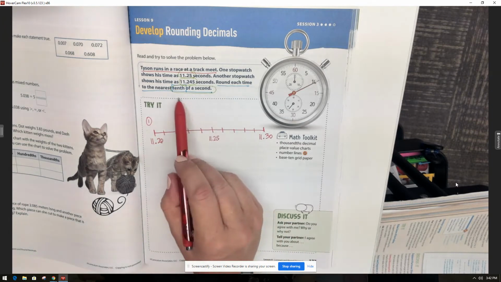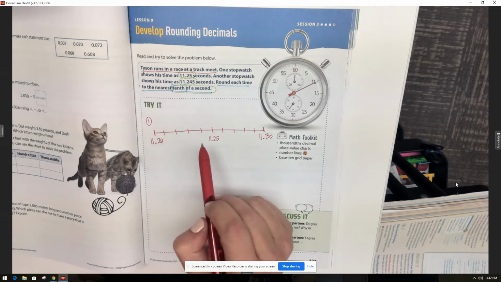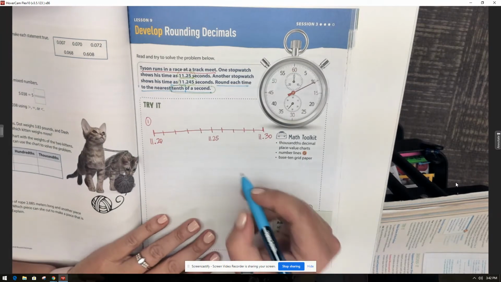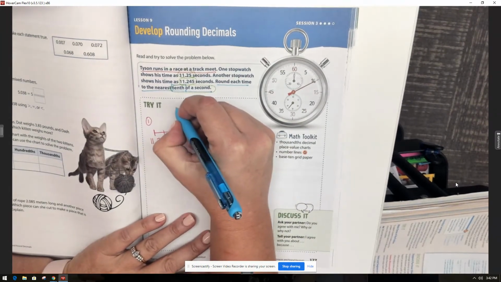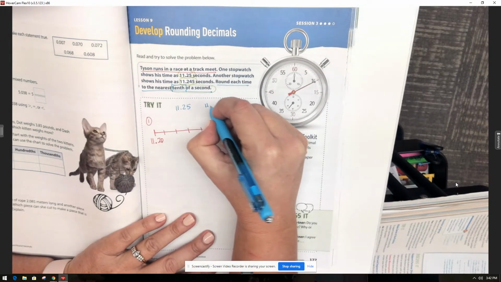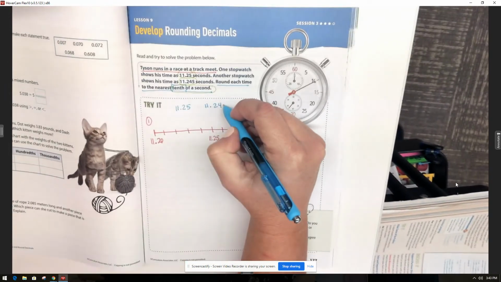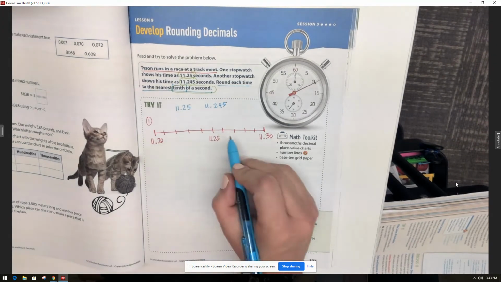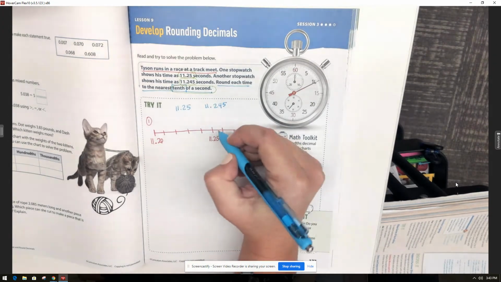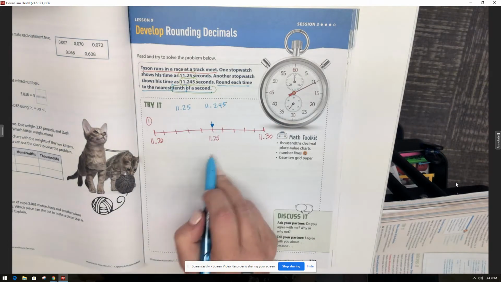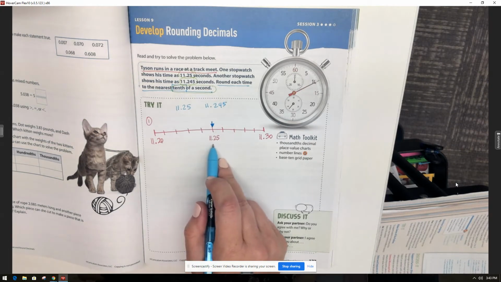Okay. So now we have 11, and now we're going to figure out where these 2 decimals are on this number line. So we have 11 and 25 hundredths, and we have 11 and 245 thousandths. We already know, based off of our number line, that right here is our 11 and 25 hundredths because it's on the number line.